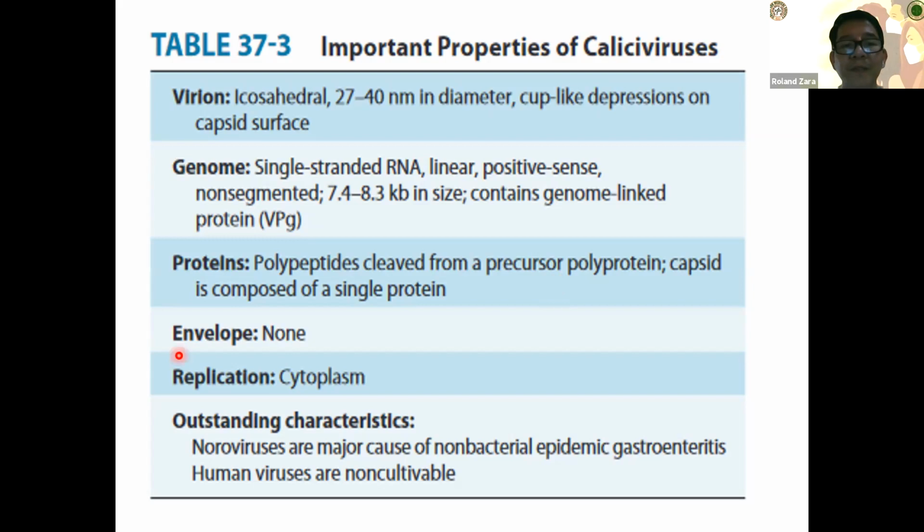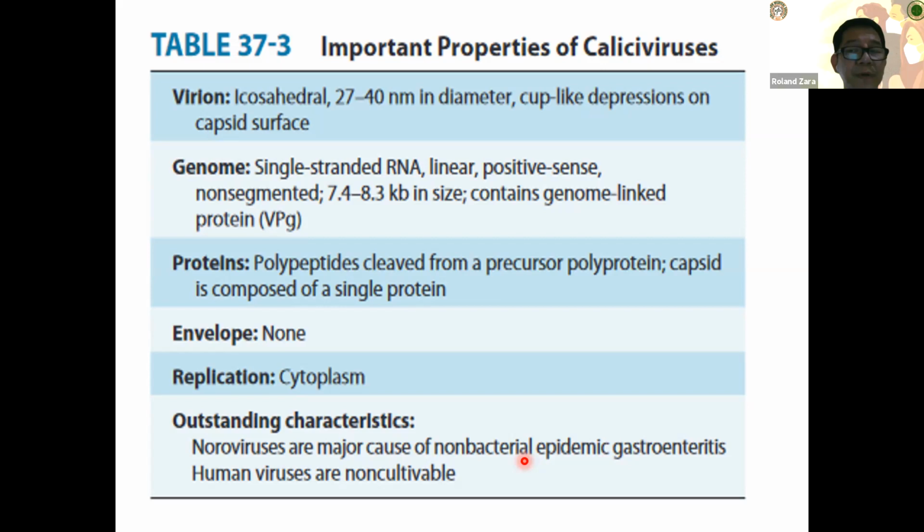This is very important. Noroviruses are the major cause of non-bacterial epidemic gastroenteritis. And this came out in the board exam, the physician licensure exam. It was just asked, what is the major cause of non-bacterial epidemic gastroenteritis? Usually in the physician licensure examination, the most common, the most important is what is asked. Yan yung pinaka dapat tandaan mo, most common, most important.